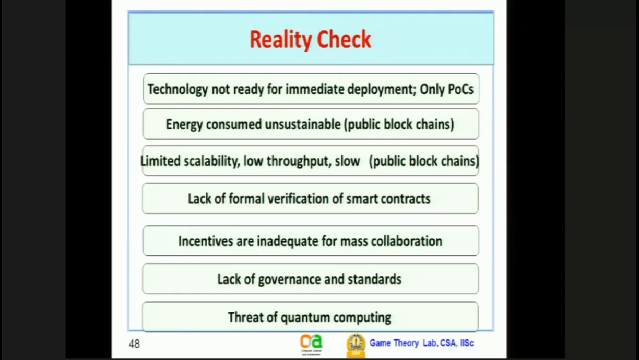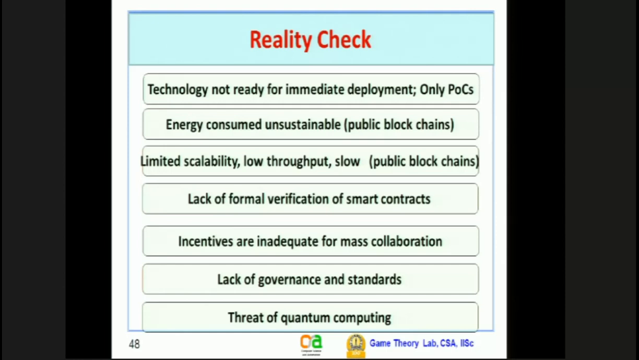I have not seen a single blockchain system completely implemented and completely deployed and working in a flawless manner. At this point of time, only POCs. We talked about a large number of startups, but all of them are only proofs of concept. If you're looking at public blockchains, the energy consumed is absolutely unsustainable. For example, the energy consumed by all the mining that happens in the Bitcoin blockchain is more than 100 times the energy that the company Google uses.